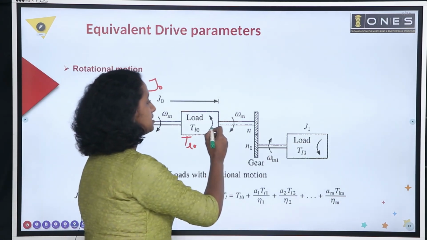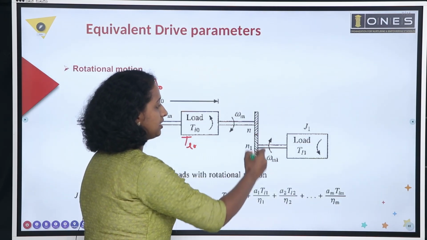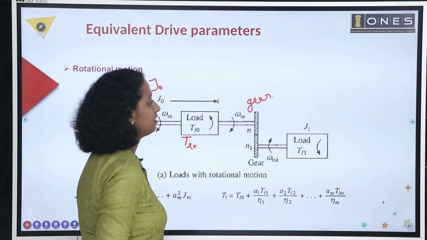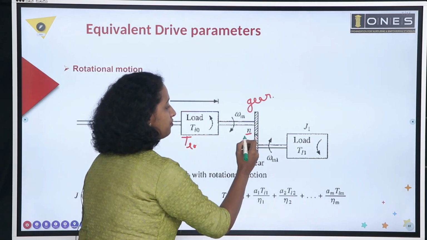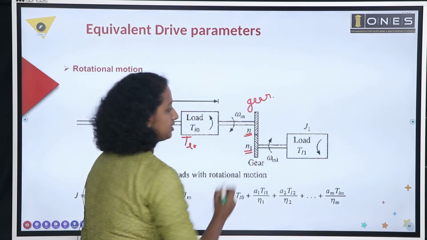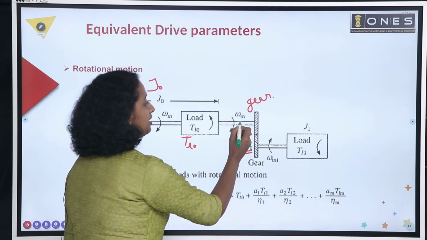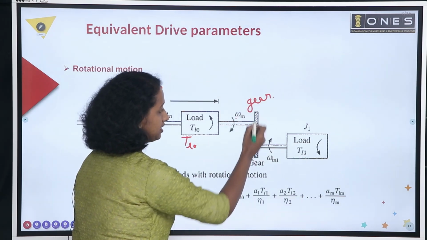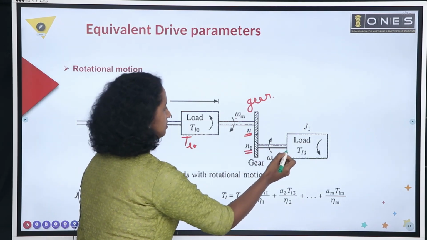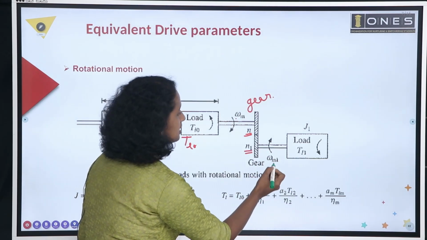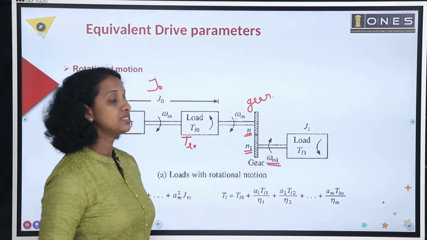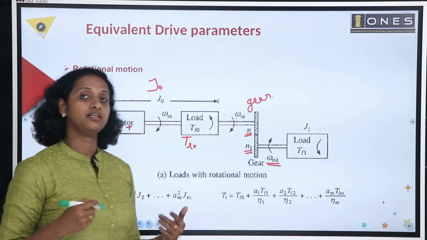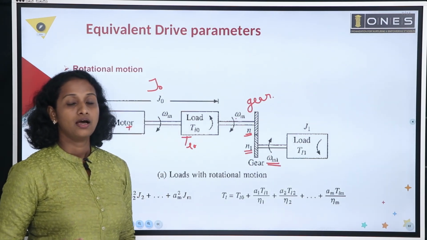Now this load is connected to a gear. This is a gear. It has n number of teeth here and n1 number of teeth here. Speed at the motor side is omega m. Due to this gear, the speed of the load 1 side is omega m1. As number of teeth increases, the speed decreases. So speed is inversely proportional to the number of teeth.